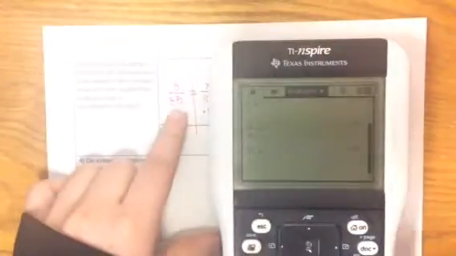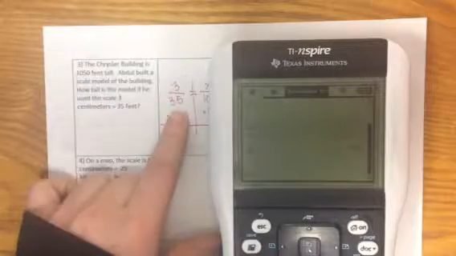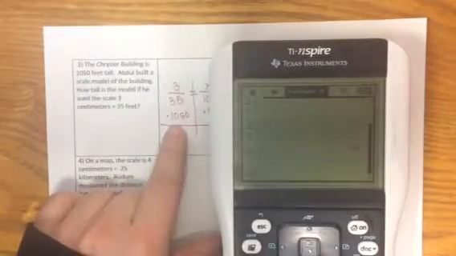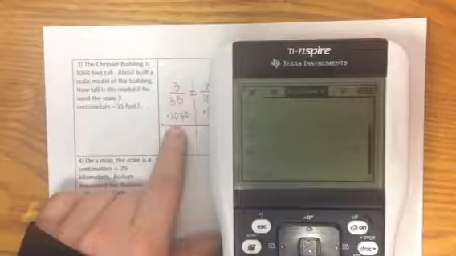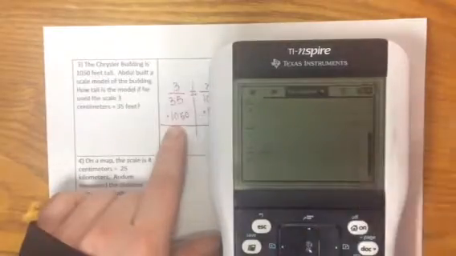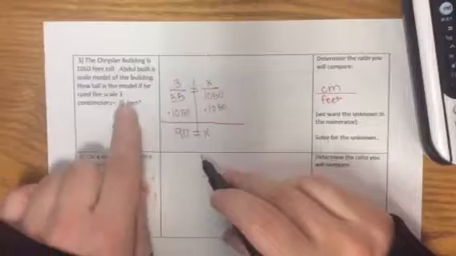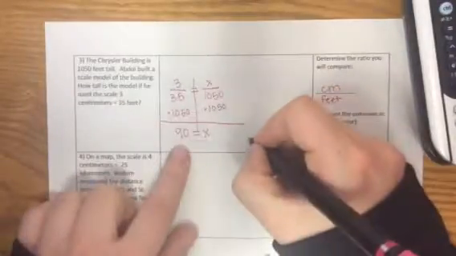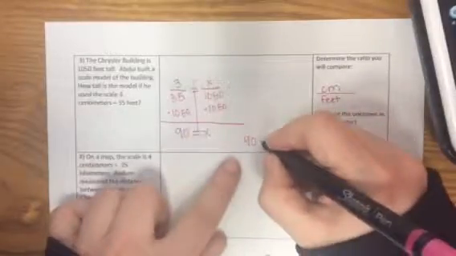So in my calculator, I'm going to do 3 divided by 35, then times 1,050, and I get 90. So 90 is equal to x, but this time it didn't say x in the problem. There is no x, so I have to think, what does 90 mean? It was how tall is the model, and it was in the top part, so 90 was centimeters. So 90 centimeters.